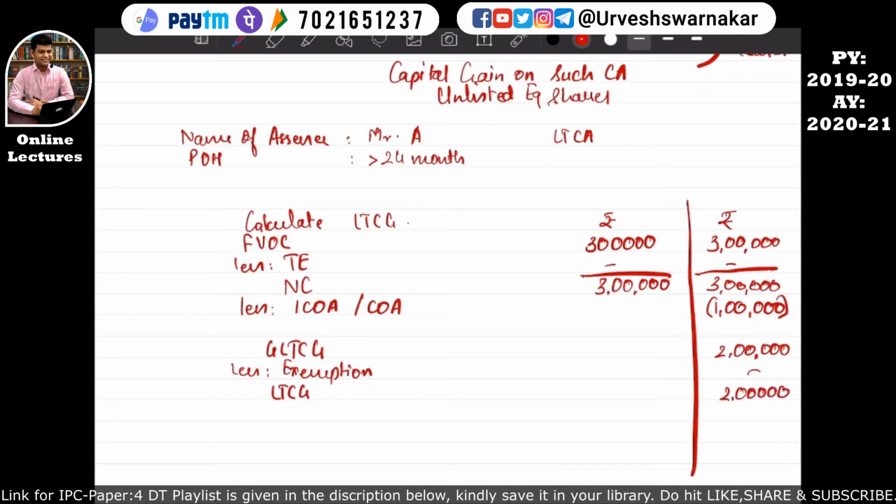On this 2 lakhs, tax will be calculated at the rate of 10% because this is the method without indexation. So over here tax will be calculated at the rate of 10%, and tax is equal to 20,000. I hope this is quite clear to you all.